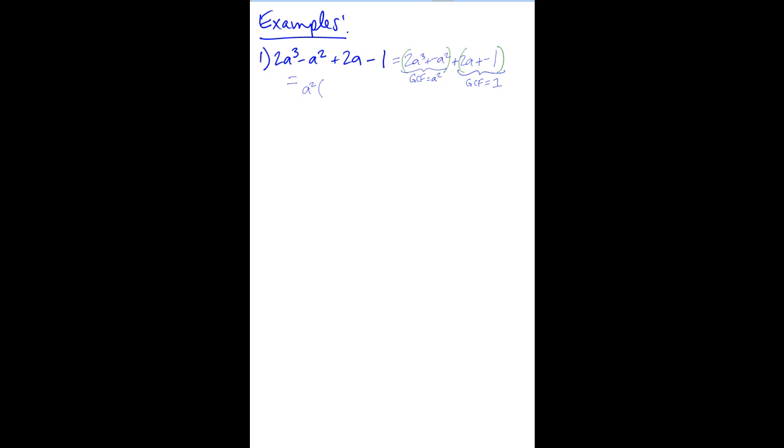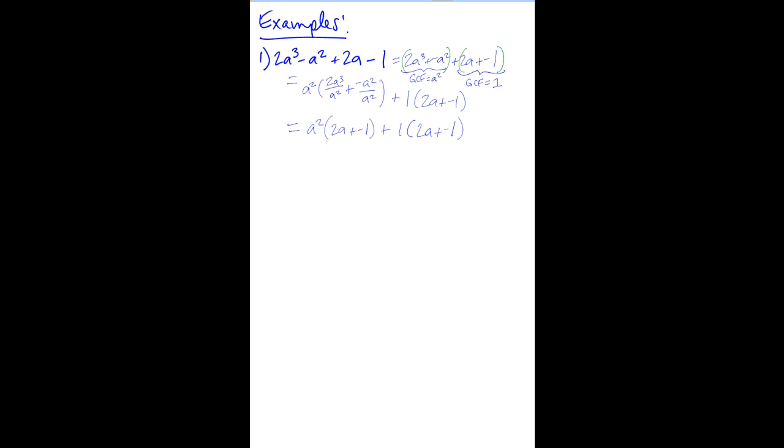So 2a cubed divided by a squared, plus negative a squared divided by a squared. And I can do the same thing here. I can pull out a 1. Well, pulling out a 1 doesn't really do anything, so I'm really just writing it there. And so of course what happens here, I get a squared times 2a plus negative 1, plus 1 times 2a plus negative 1.